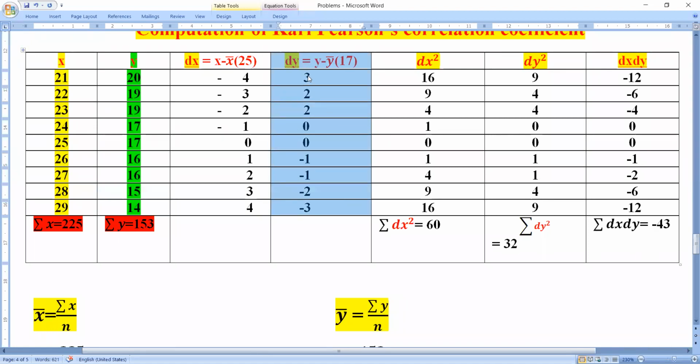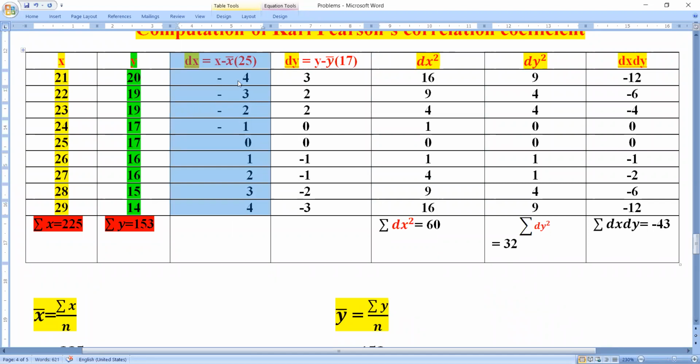This is what we call differentiation in the y series. After that, the dx square column. When calculating the dx square column, you should multiply the dx values. What are the dx values here? Minus 4, minus 3, minus 2, minus 1, 0, 1, 2, 3, 4. You should multiply these to get dx square.